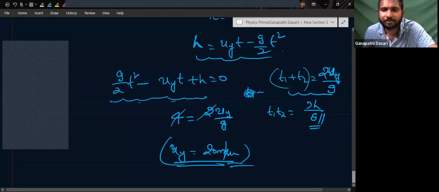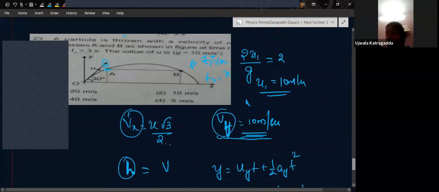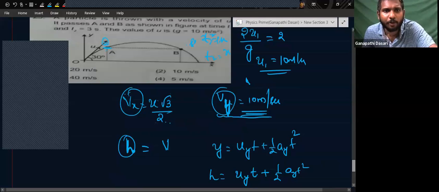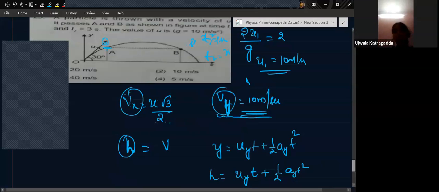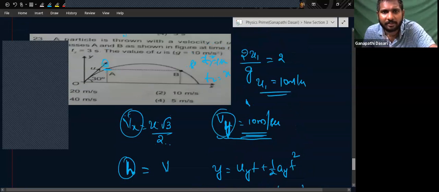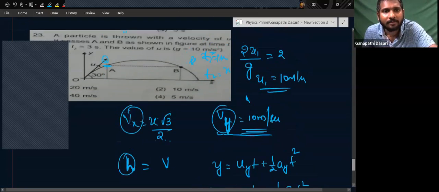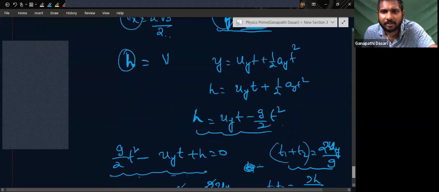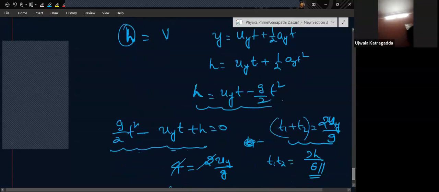Uy is 20 meter per second. What else do we need to get? The value of u you need. How can you get u here? The velocity of u as it passes here.